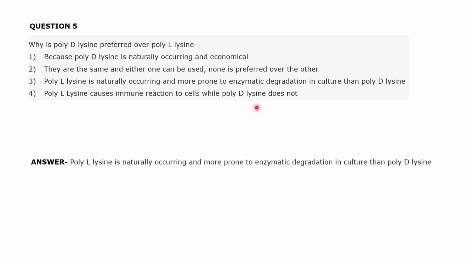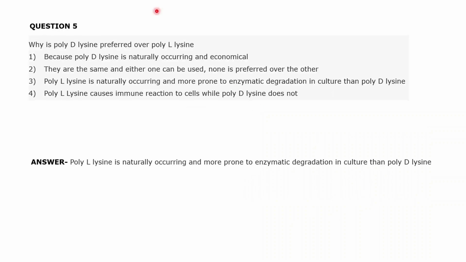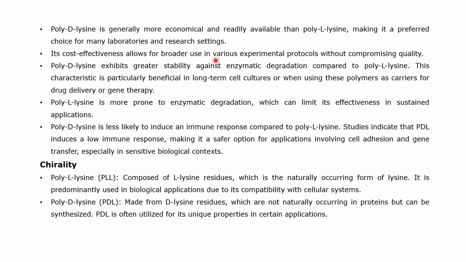The answer to this question is that poly L lysine is naturally occurring and is more prone to enzymatic degradation in culture than poly D lysine. If you look at the first option, it says poly D lysine is naturally occurring and economical. One point is right, it is economical and cheaper as compared to poly L lysine, but it is not naturally occurring. D lysine is naturally occurring because it is an amino acid.